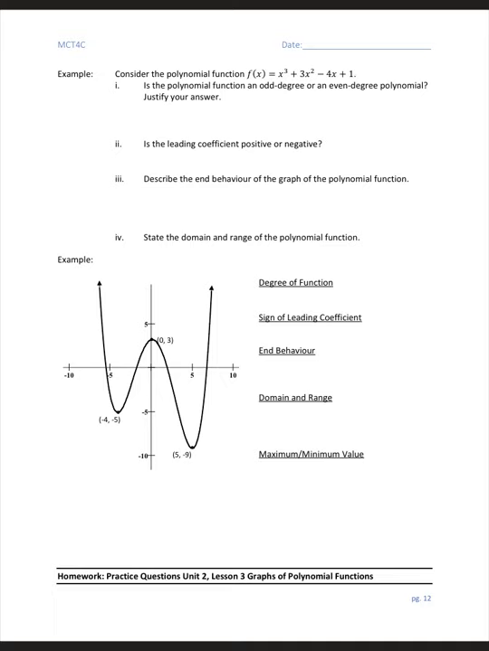Okay, so finally, consider this polynomial function f of x equals x cubed plus 3x squared minus 4x plus 1. Is the polynomial function an odd degree or an even degree? Well, it is a degree of 3.